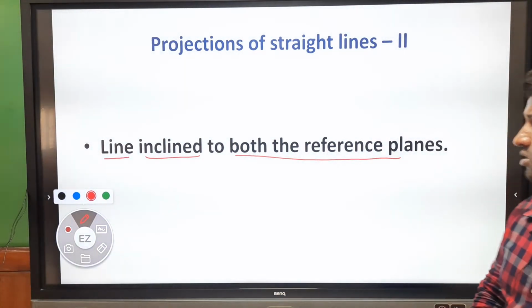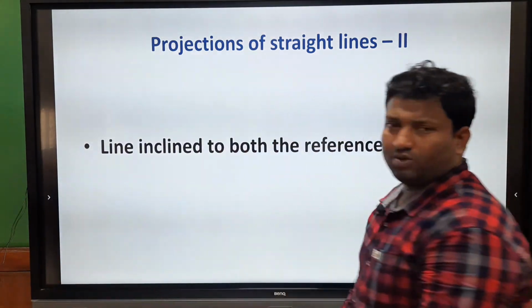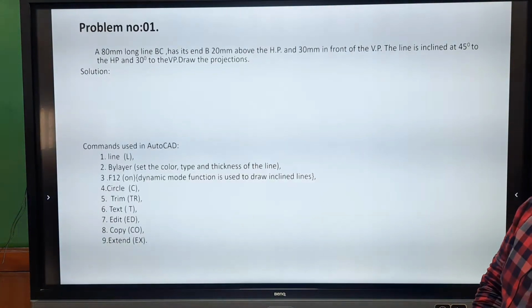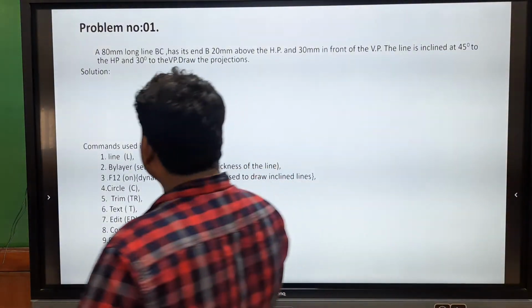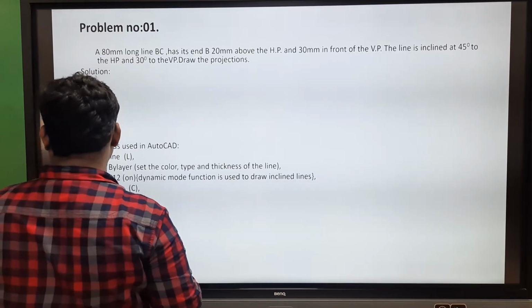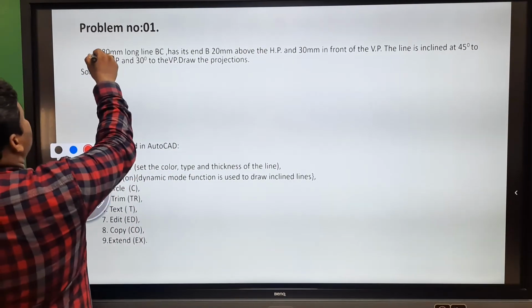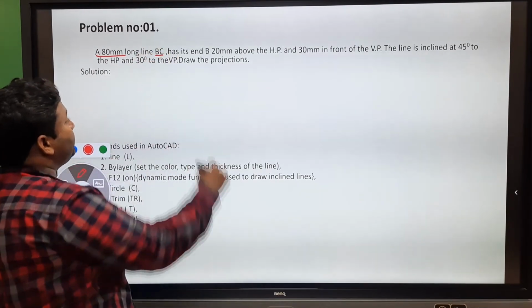So, in this we have to solve a problem. What is that? We will see that first. Now, in this we have a problem like this. An 80 mm long line BC. What is the given data here? The length of the line is given: 80 mm long line, and it is BC.